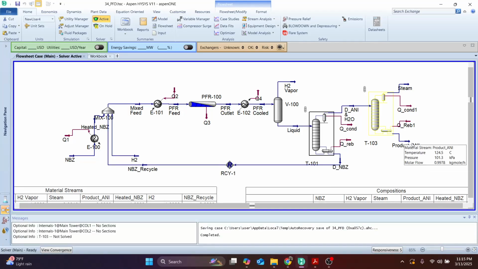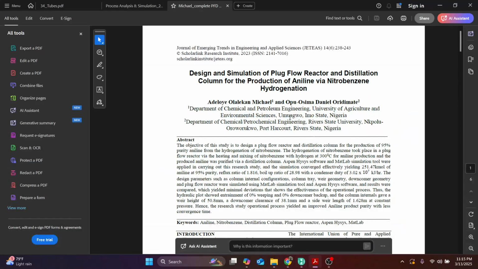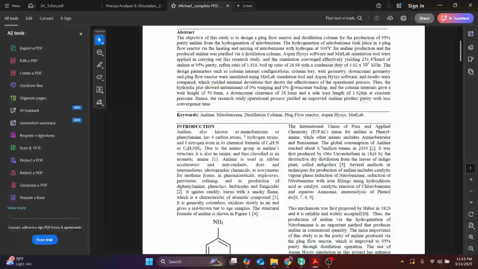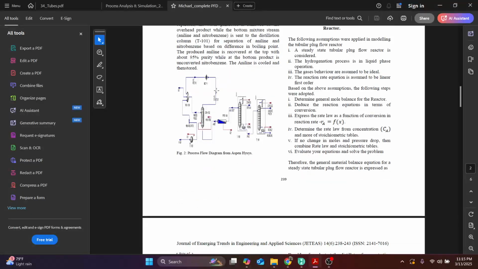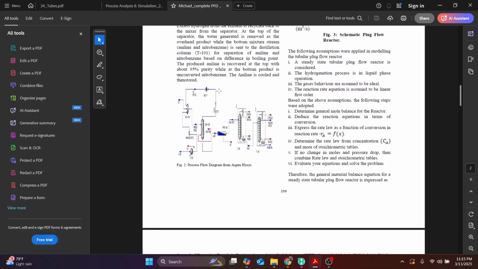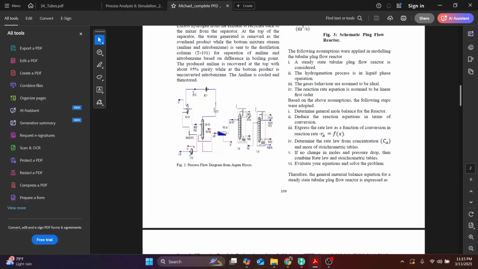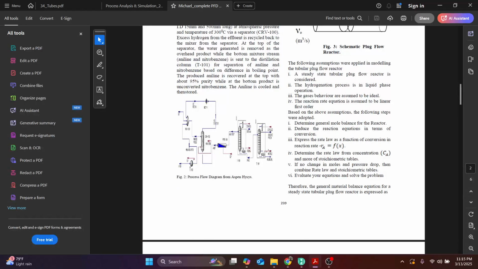For the PFD itself, we refer to the Journal of Design and Simulation of Plug Flow Reactor and Distillation Column for the production of aniline via nitrobenzene hydrogenation. This is the original PFD, but we also make several modifications, as some of the parameters set in here or the design might not be suitable for direct use, as there are missing parameters or variables that are needed to run the whole simulation. But the whole general design is kept the same.